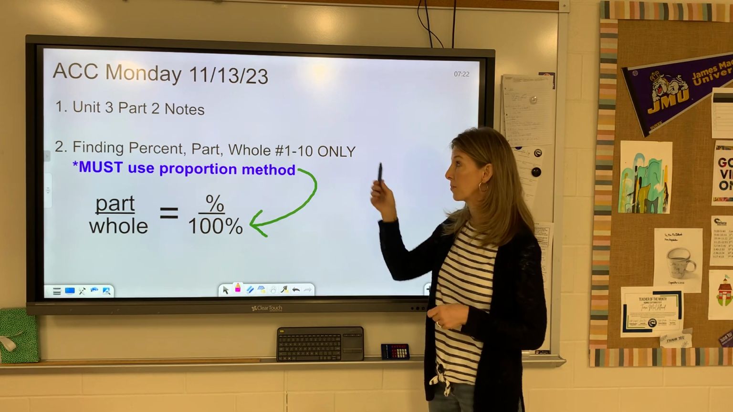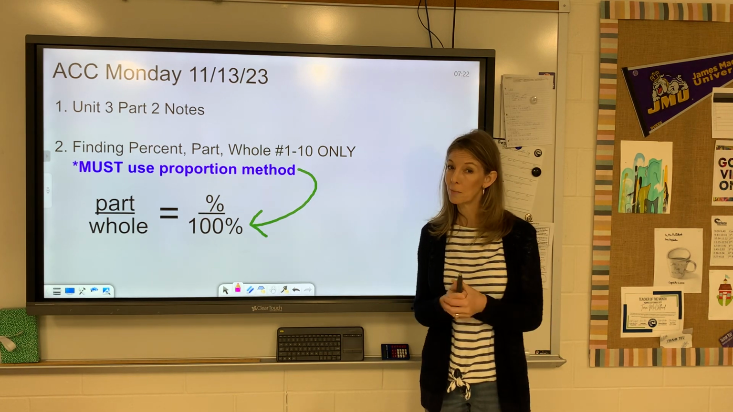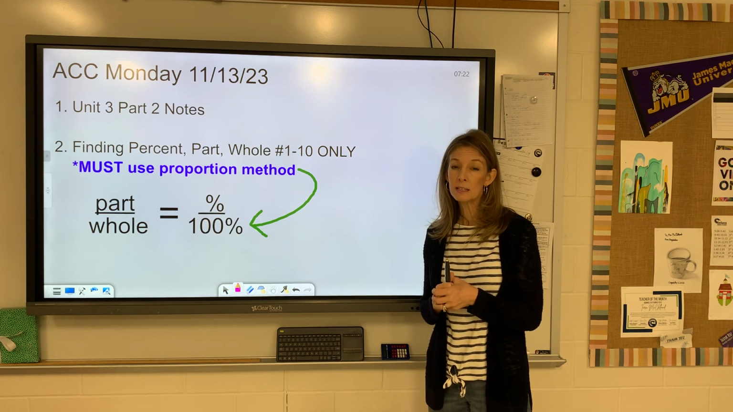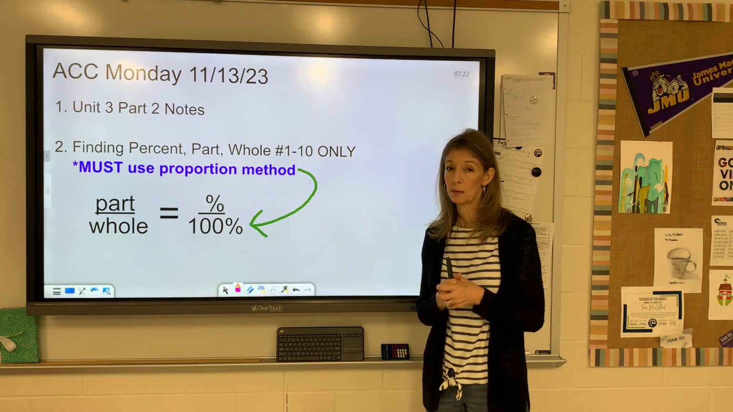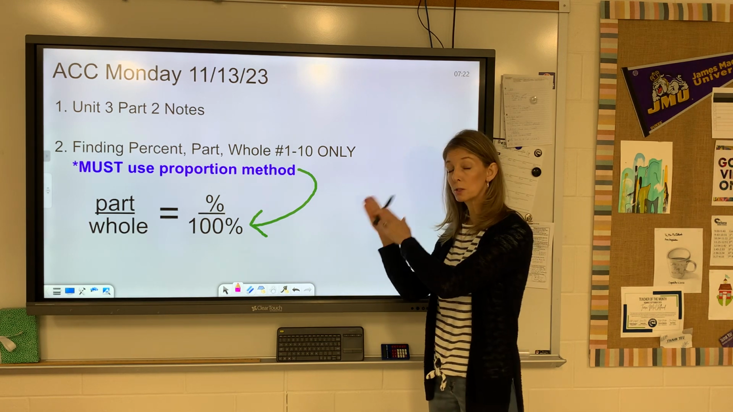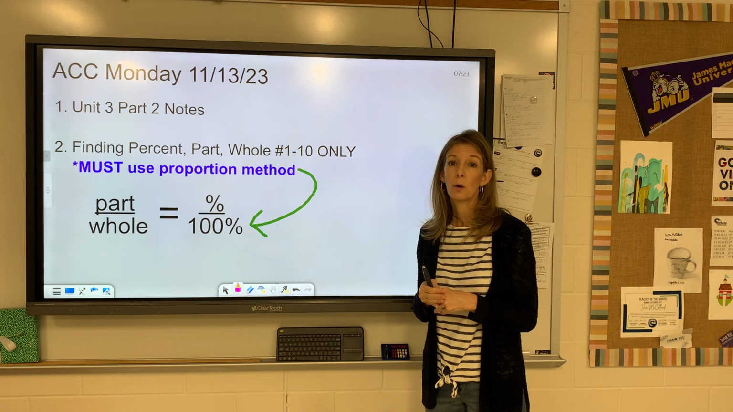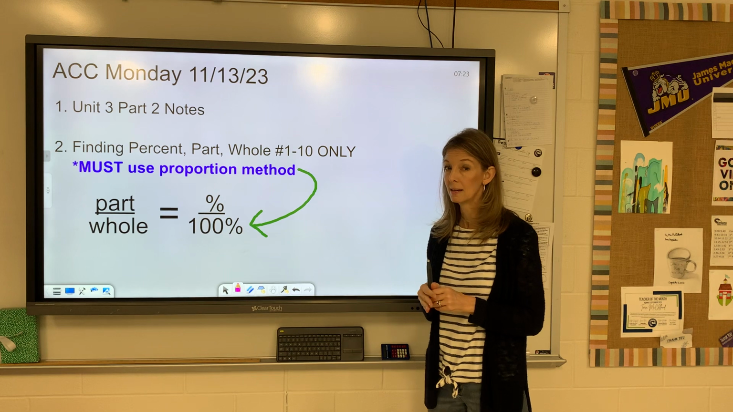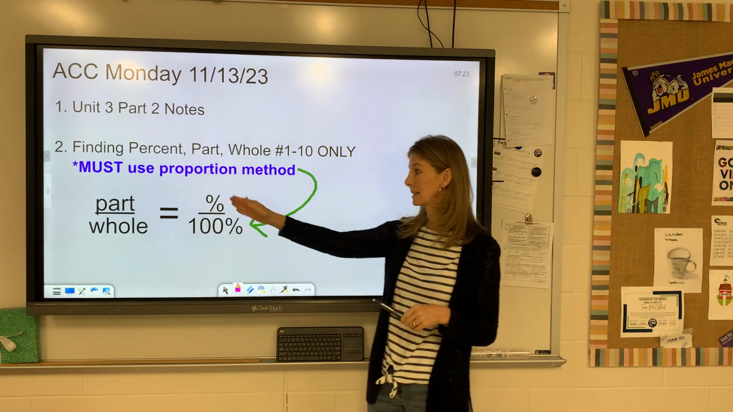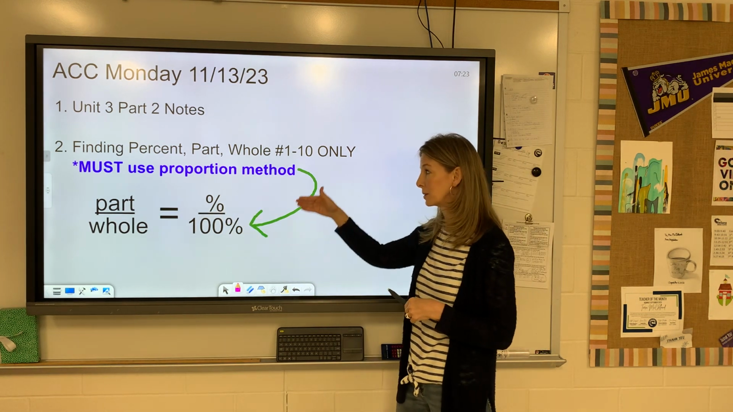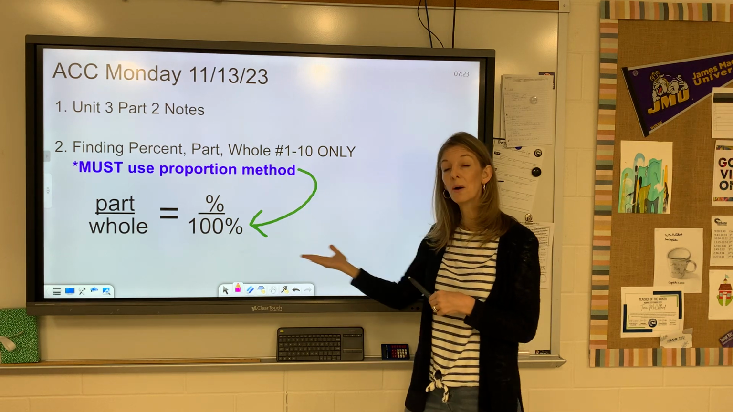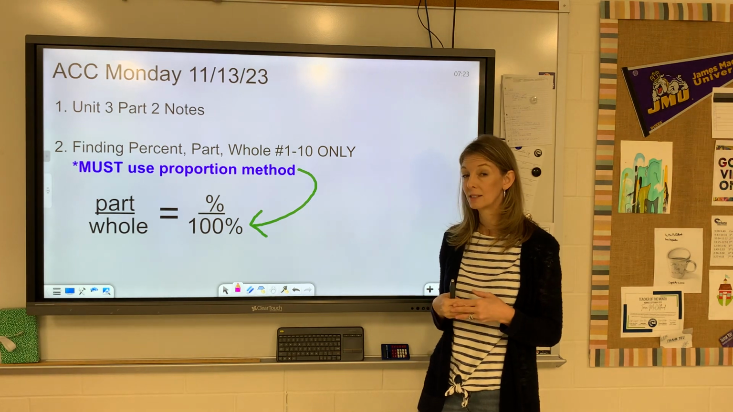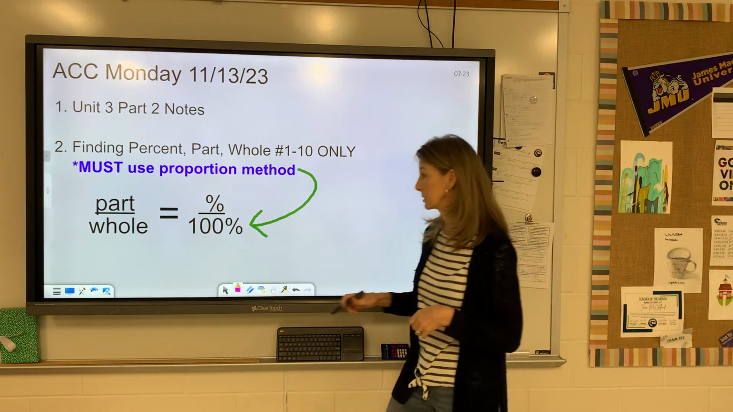We are going to start off with taking some notes in your new note packet, Unit 3, Part 2, and then doing some practice problems. We're going to be learning two different methods for solving percent problems. The proportion method, which we'll learn today, and the equation method we'll learn tomorrow. Today I am requiring that you use the proportion method. We'll take notes on it, but basically it is part over whole equals a percent over 100%. So all we're doing here is setting up a proportion of equivalent ratios. So let's take a look at those notes.